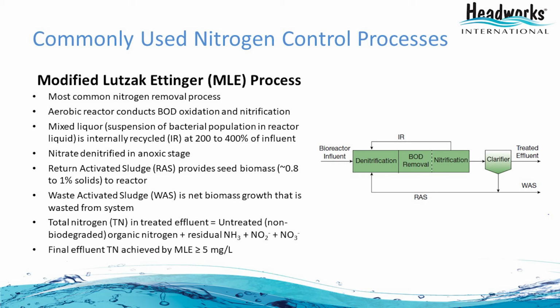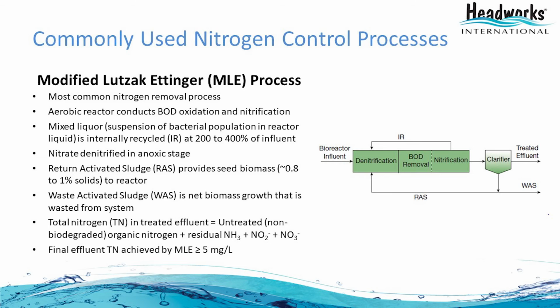So a commonly used nitrification denitrification reactor is, as you can see, the influent coming into first the denitrification reactor, also called selector, and then here the nitrate that is formed in the aerobic reactor is returned at internal recycle, and also the return activated sludge from the clarifier is returned here. So it takes care of the denitrification of the nitrate, and then the organic part of the wastewater is removed in the BOD removal part.